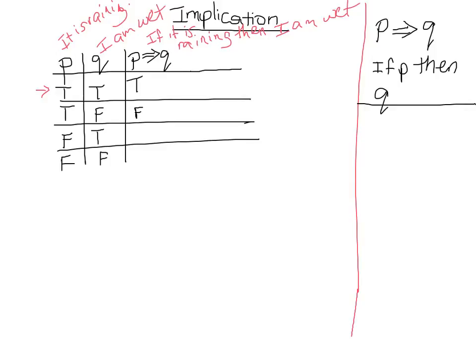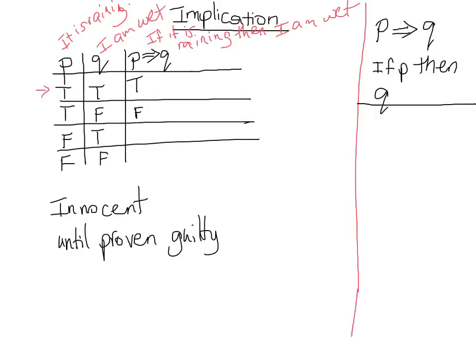Now the last two are a little weird. A lot of people have a hard time with these, but the reasoning behind what we're going to say is the whole innocent until proven guilty. If you cannot prove something is a lie, you have to assume it's true. Innocent until proven guilty. So, how does this relate to anything? Let's talk about that right now.